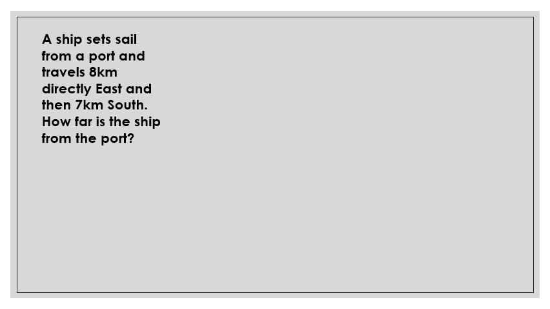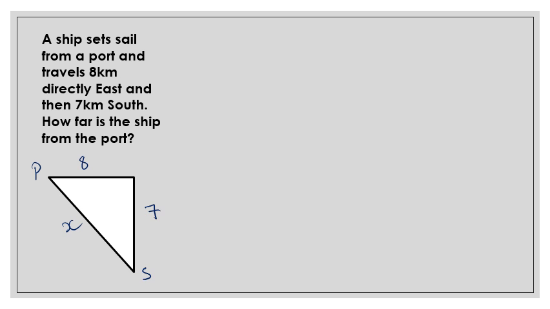So we've got this ship, it's going east and then it's going south. First thing that's really important for these types of questions is to draw a diagram. So we've got my port is starting here. We're going to go 8 kilometers east, 7 kilometers south. We've got my ship here. We want to find this distance that we've sailed.